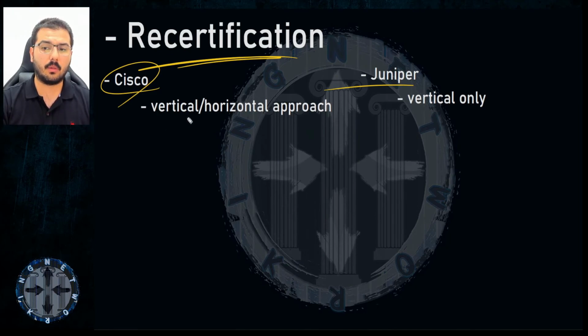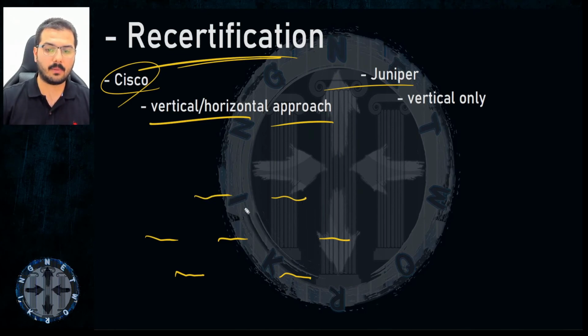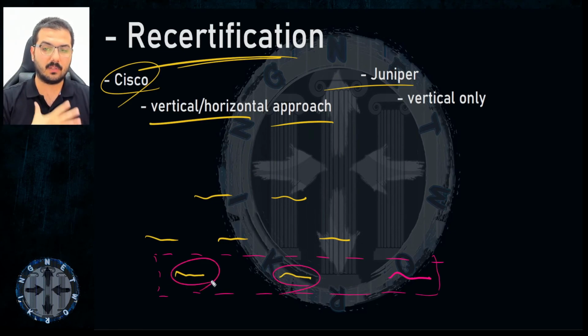With Cisco, there is what I named a vertical and horizontal approach. If you have an associate level certificate and another associate level certificate, and let's say 3 specialist level certificates and a couple of professionals, then if you retake an exam or take a new exam that is associate level, it will recertify horizontally and below. What is on the horizon right now is the other associate levels that I have already certified, so it will recertify all of them.